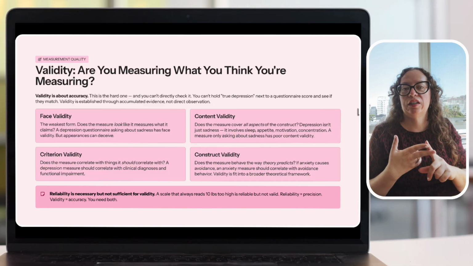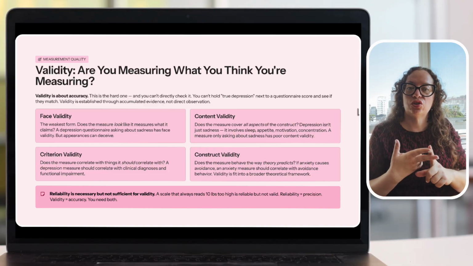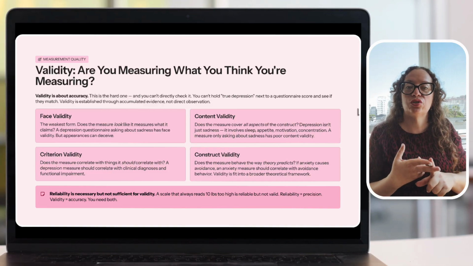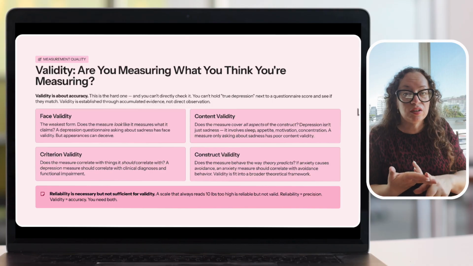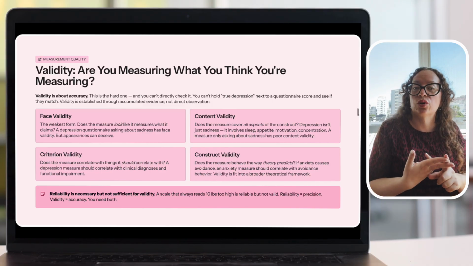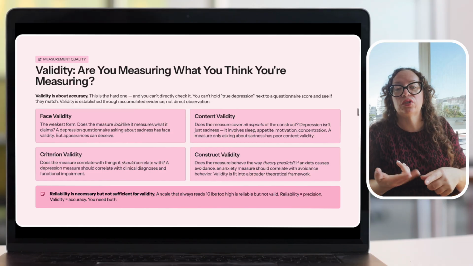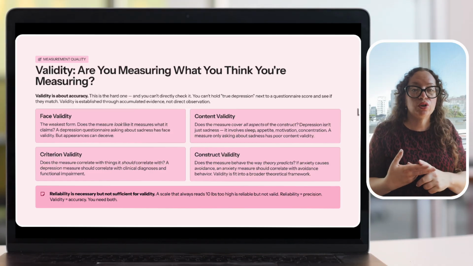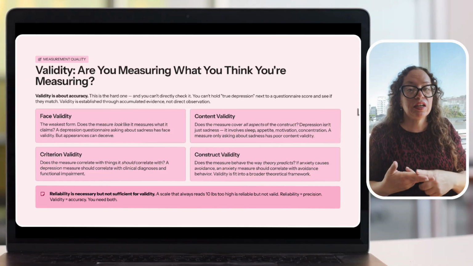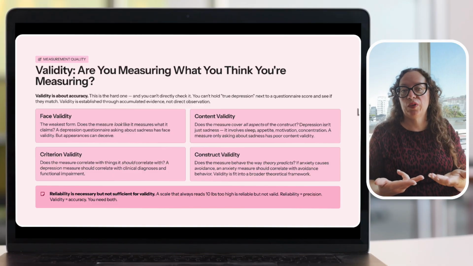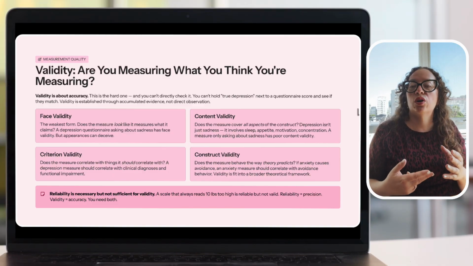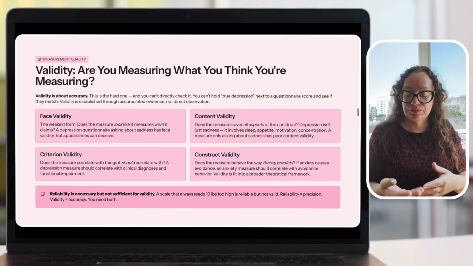Third, criterion validity. Does the measure correlate with things it should correlate with? A depression measure should correlate with clinical diagnoses. People diagnosed with depression should score higher. It should correlate with functional impairment. People who score higher should have more difficulty at work and in relationships. Should correlate with other depression measures. If it doesn't correlate with these things, something is wrong. Either the measure isn't valid or our understanding of depression is wrong.